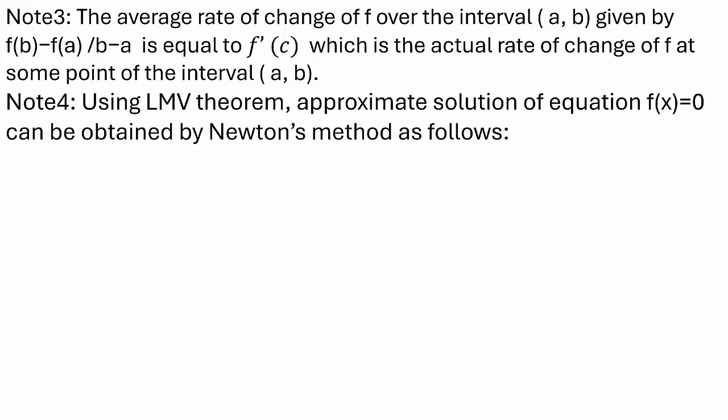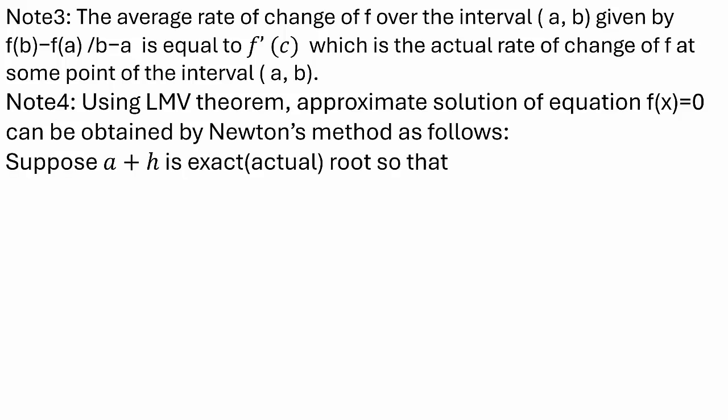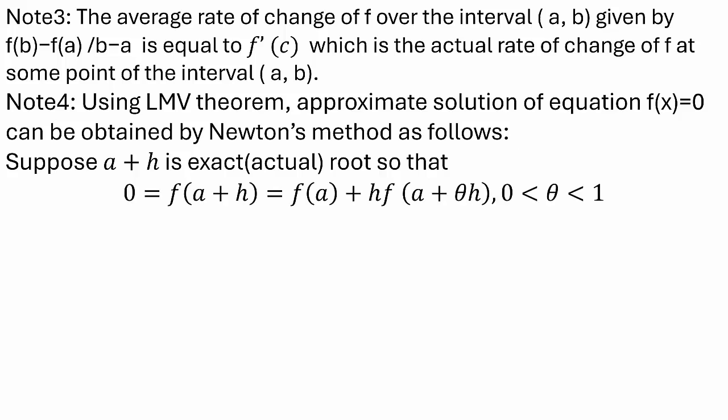Fourth note, using Lagrange's mean value theorem, an approximate solution of the equation f(x) equal to 0 can be obtained by Newton's method as follows. For finding an approximate solution of the equation f(x) equal to 0, we shall suppose a plus h is an exact or actual root of the equation f(x) equal to 0, so that we get f(a plus h) equal to 0. But f(a plus h) equals f(a) plus h into f dash (a plus theta h), where theta lies between 0 and 1.